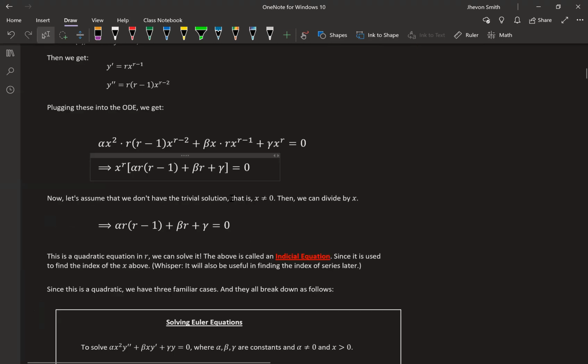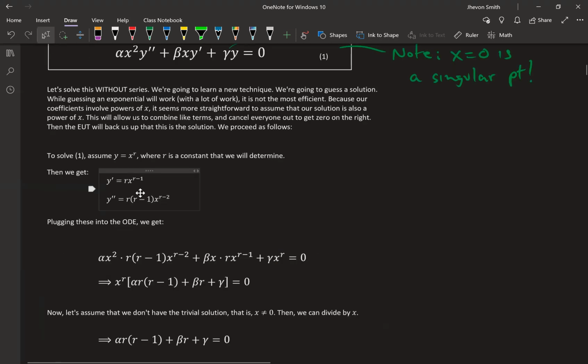Then we're going to assume that our x is non-zero, because otherwise our y is 0, and that's just a trivial solution. We can get that by plugging in our coefficients for the homogeneous term to be 0. So let's say we want to find a non-zero solution. We assume that our x is non-zero, and we divide through by x to the r. That leads us to this equation right here.